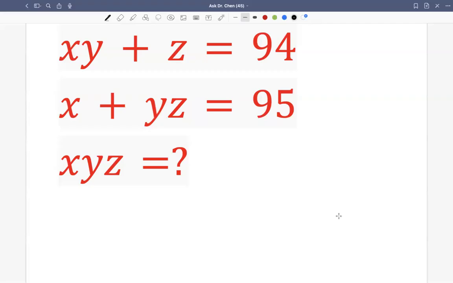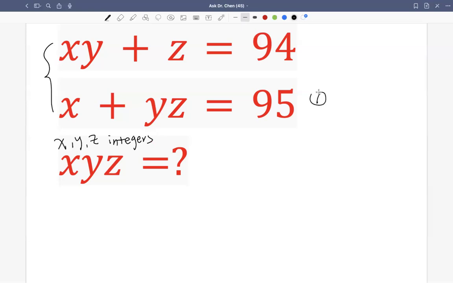Let's see this question. We're given two equations with three variables. So let's solve for x, y, z to be integers. Two equations, three variables. Now we're limited to x, y, z integers, so maybe we're able to solve it.